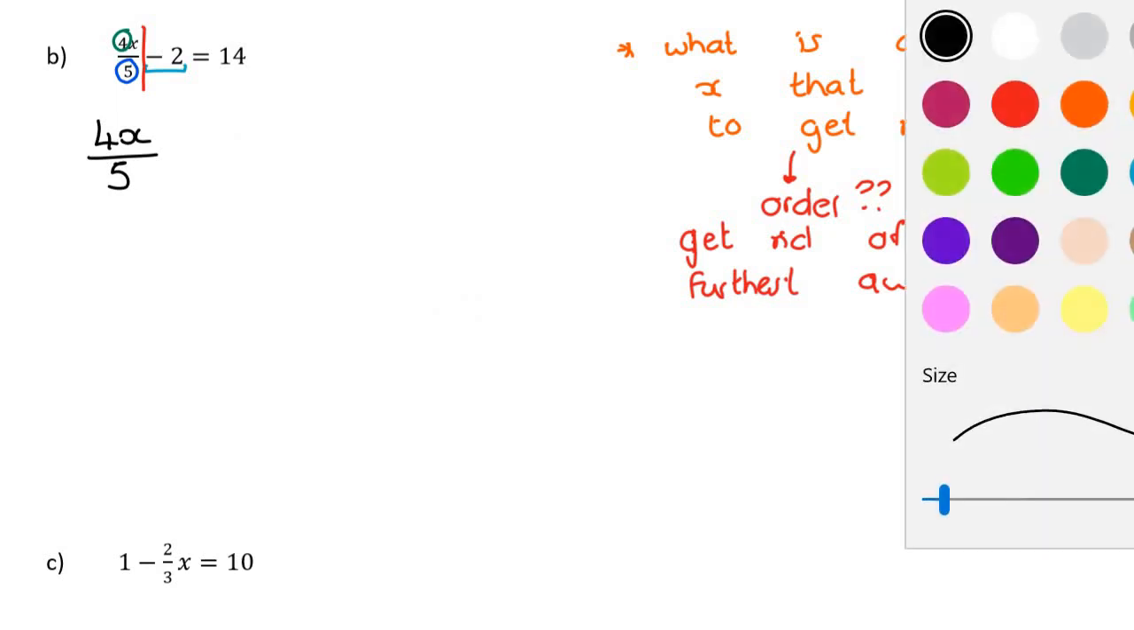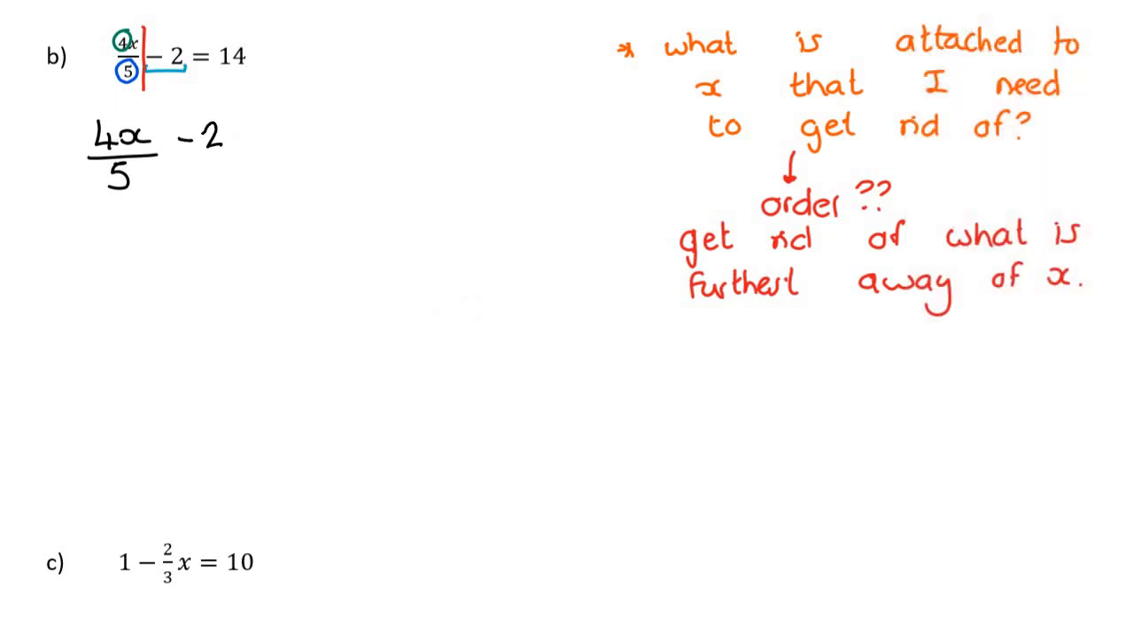So subtract 2, and how do I get rid of subtracting 2? I'm going to add 2. But really importantly, if you add 2 to one side, you've got to add 2 to the other side. Now those 2s are going to disappear, which was the whole point of this. So I'll end up getting 4x over 5. The 2s have disappeared, and I get 16.